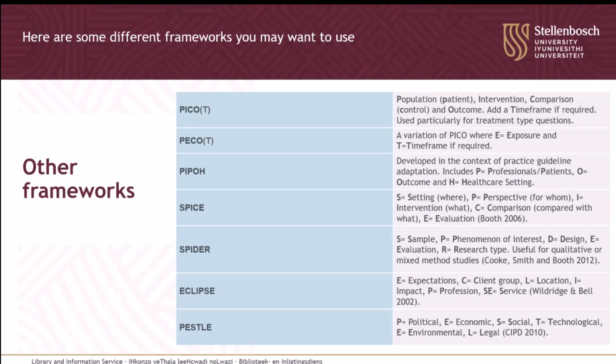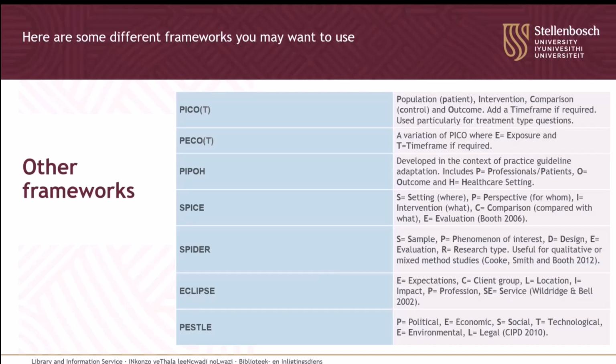Before we start with our own searches, I just want to talk about these frameworks. So we're going to use a framework to develop our searches. There are other frameworks available. The PICO is the one that is used in systematic reviews. You can also use the PICOT with a T, as you can see there, and on the right-hand side, it explains what the PICO or the PICOT stands for.